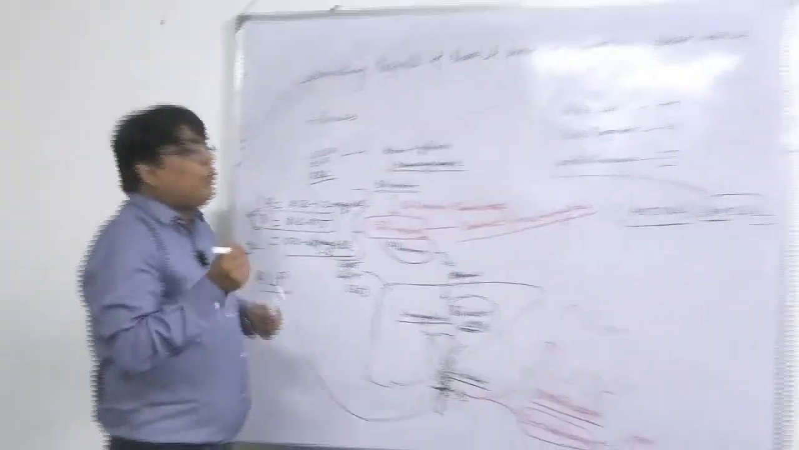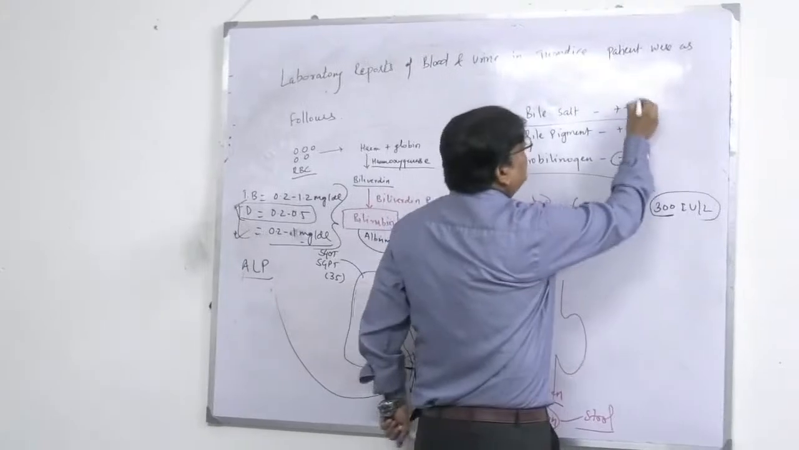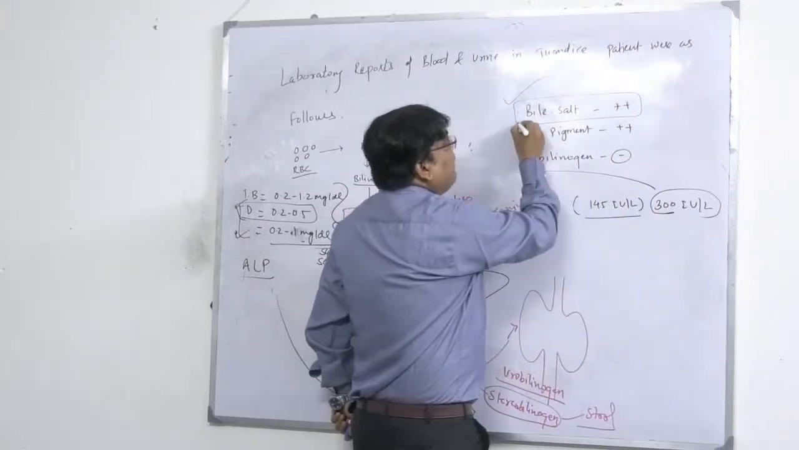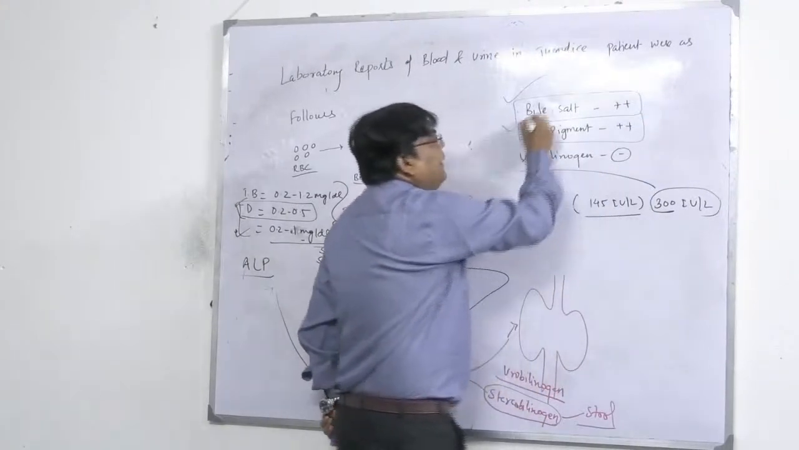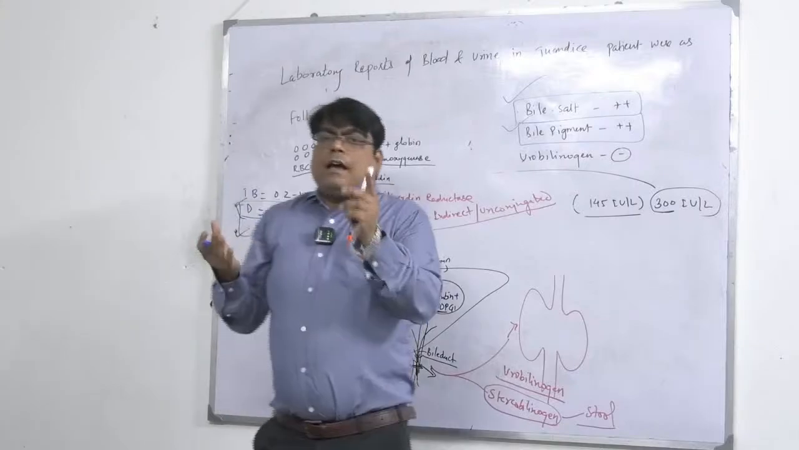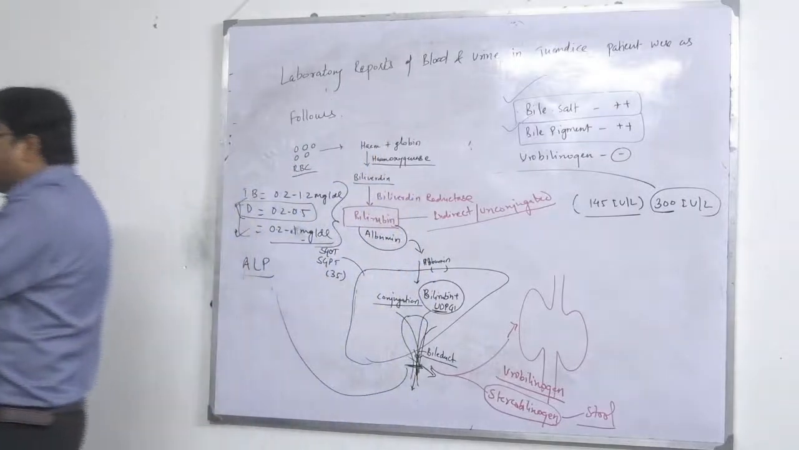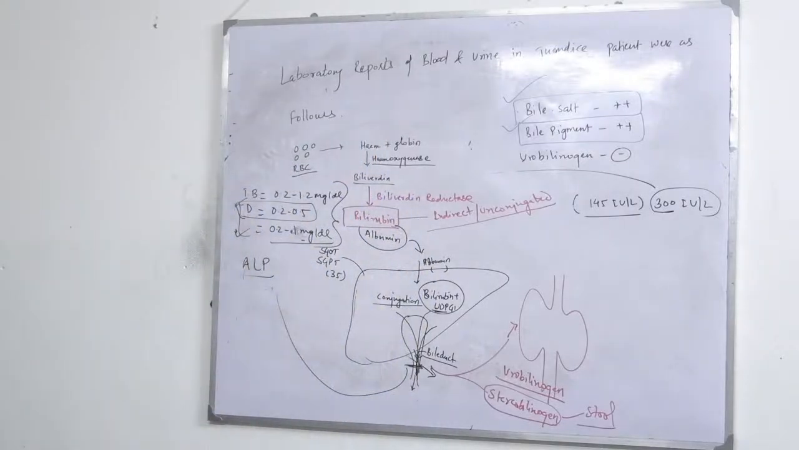Now, in the urine report, what will you see? Bile salt is positive in the urine, bile pigment is positive in the urine. It is clearly mentioned. How can you identify bile salt in urine? By which test? You tell. Just a minute. Tell me the name of the test.